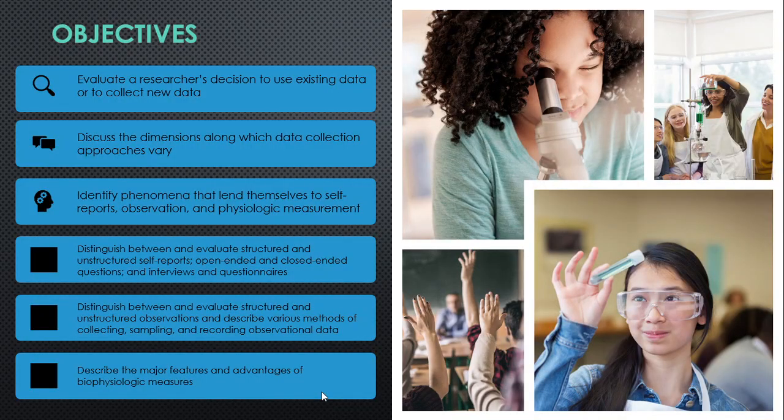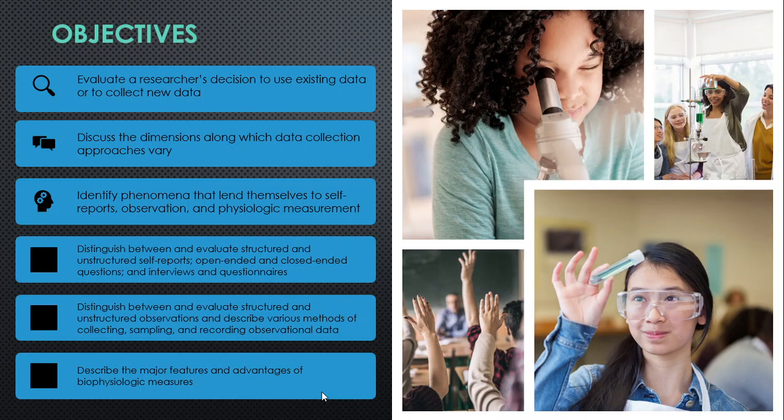Here are the objectives that we are trying to meet while the discussion is going on. At the end of the discussion, you should be able to fully understand the subject matter. Number one, evaluate a researcher's decision to use existing data or to collect new data. Number two, discuss the dimensions along which data collection approaches vary. Number three, identify phenomena that lend themselves to self-reports, observation, and physiologic measurements.